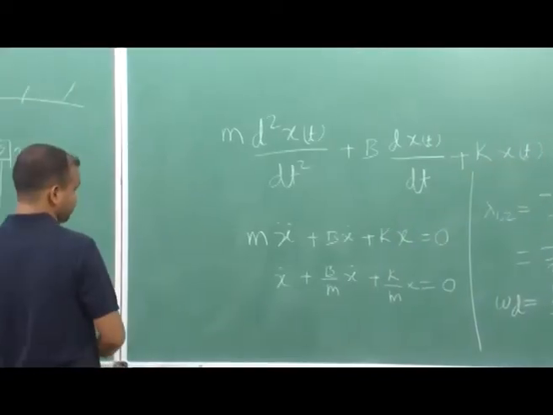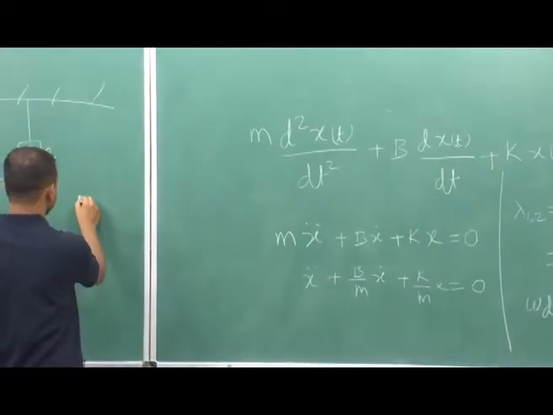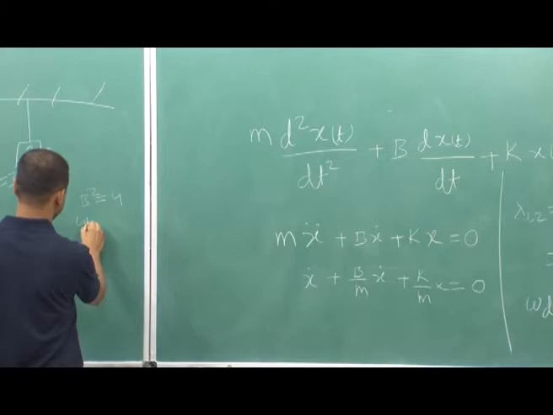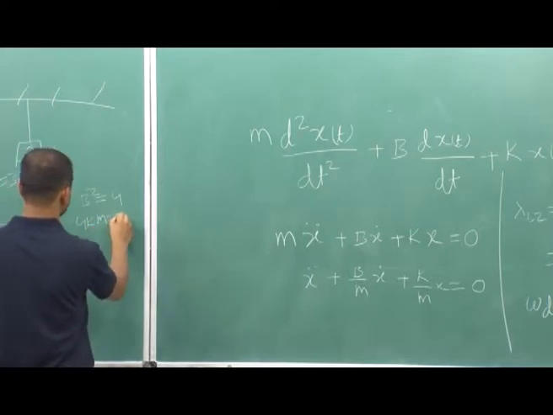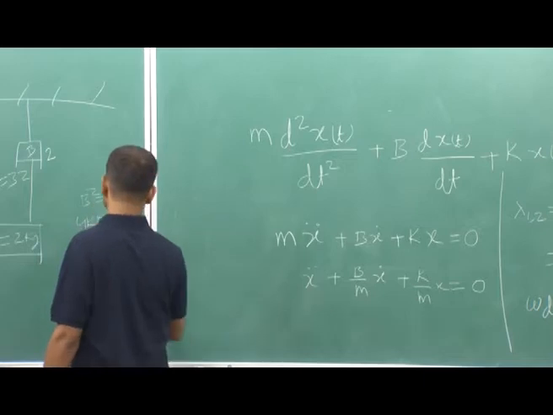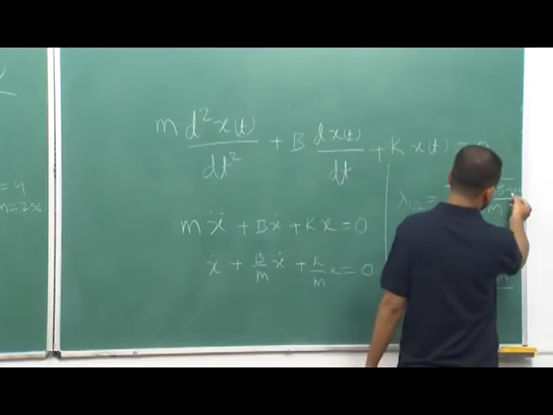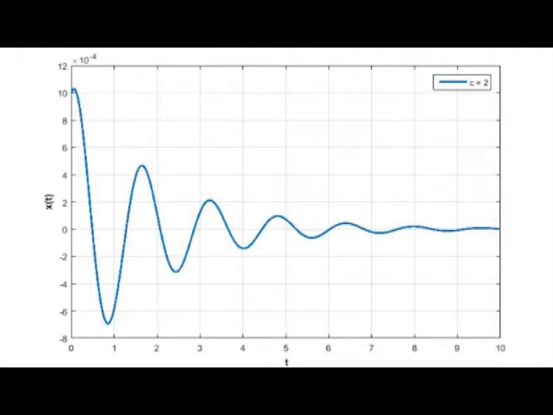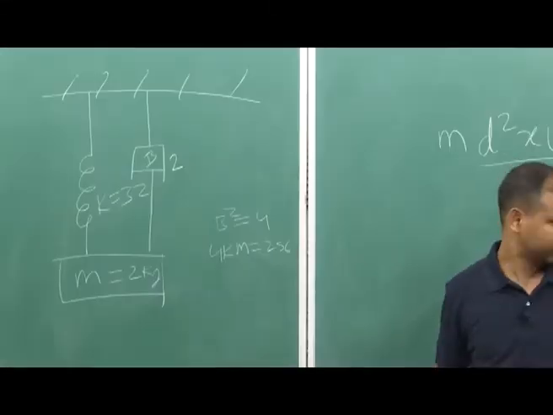Now, for b equal to 2, our b square minus 4 km: b square will be 4 and 4 km is 256. So, b square is less than 4 km. This term is negative, we get imaginary roots, and in that case this is the damped frequency. Here in this curve also you can see the amplitude is decaying with time, and the difference between two consecutive peaks is constant, and the inverse of that will give us this omega d, the damped frequency. We can calculate by putting this value also.